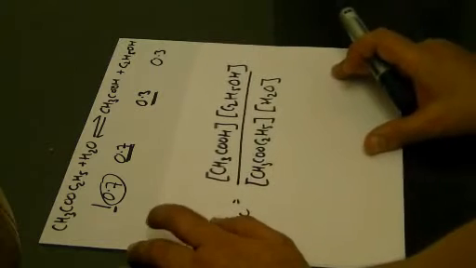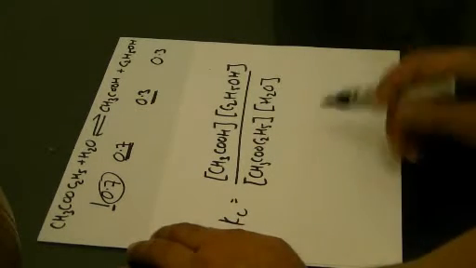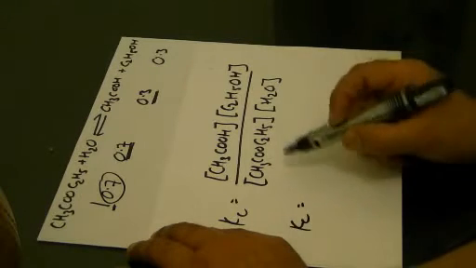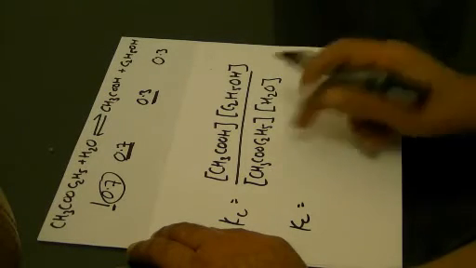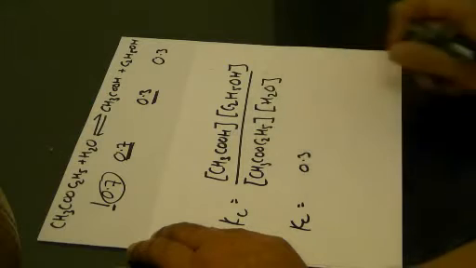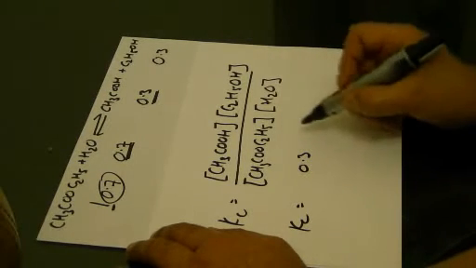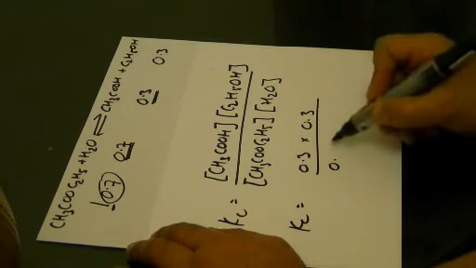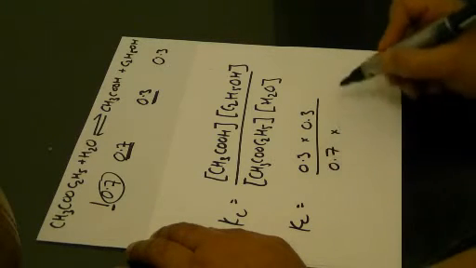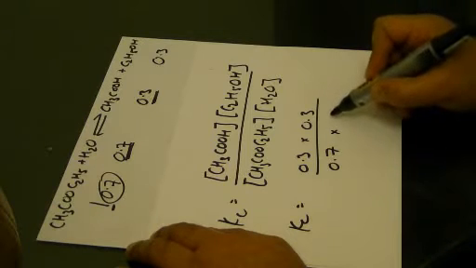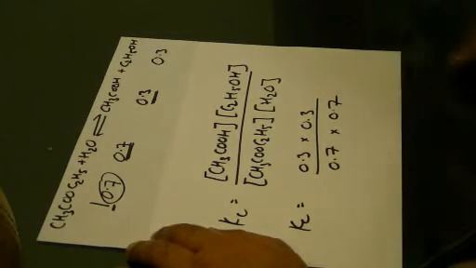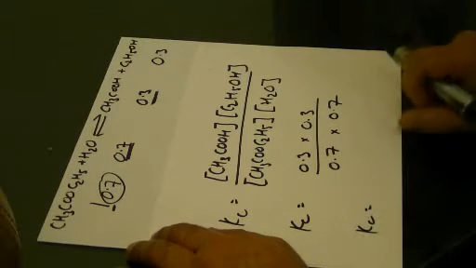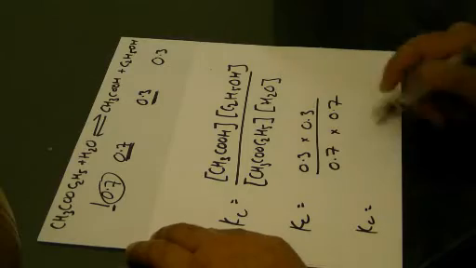All we now need to do is substitute these numbers into the Kc expression. So we'll end up with Kc equals 0.3, the concentration of ethanoic acid, multiplied by the concentration of ethanol, divided by the concentration of ethyl ethanoate multiplied by the concentration of water in moles as 0.7. And we put all of that into our calculation, we get a value of Kc equal to 0.184.